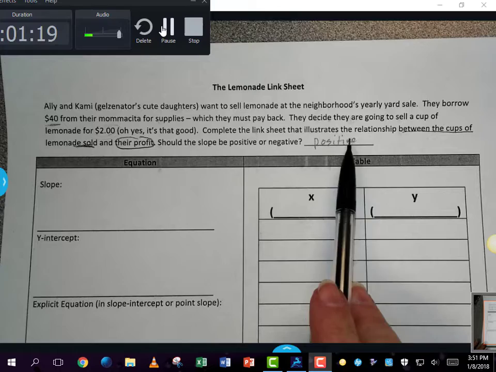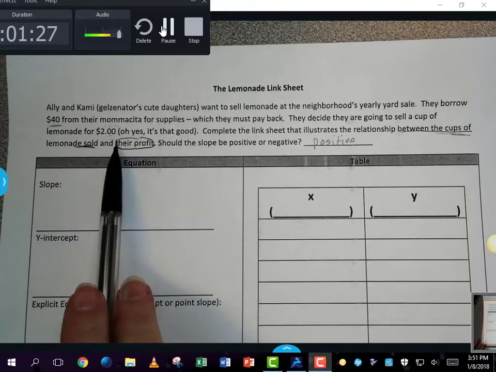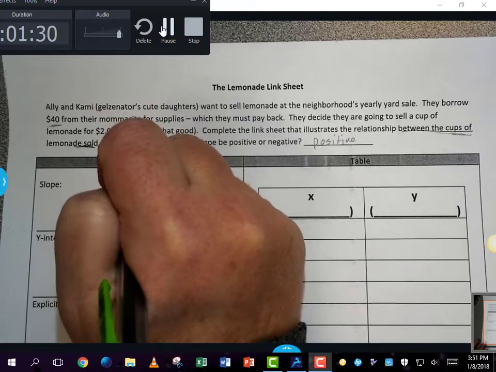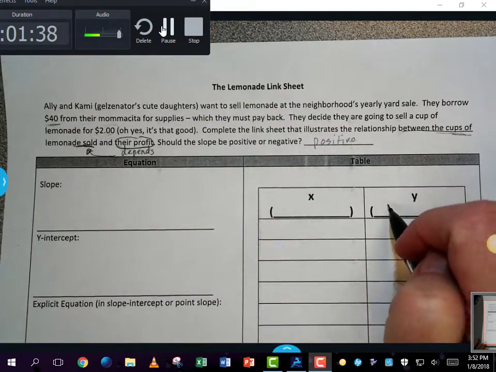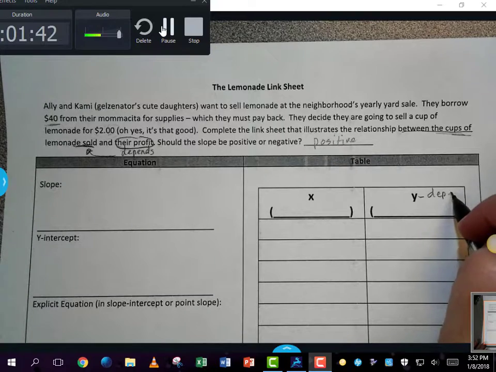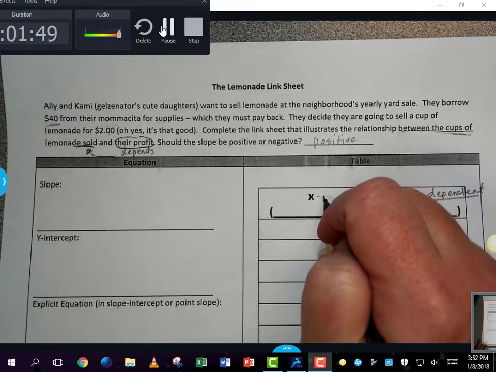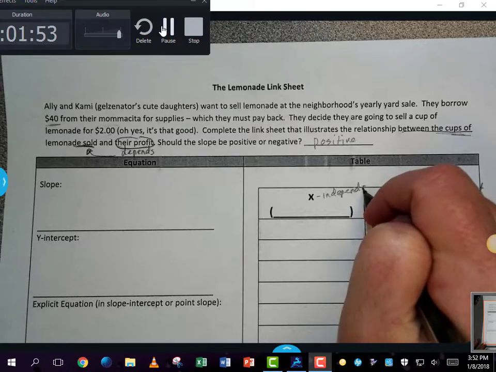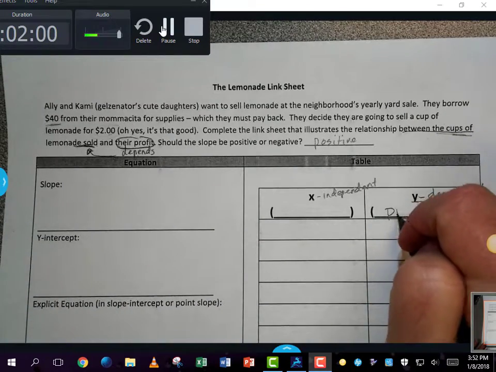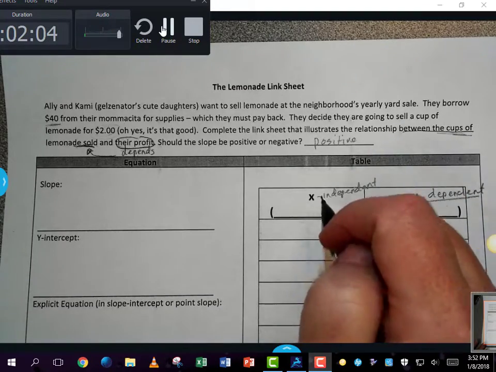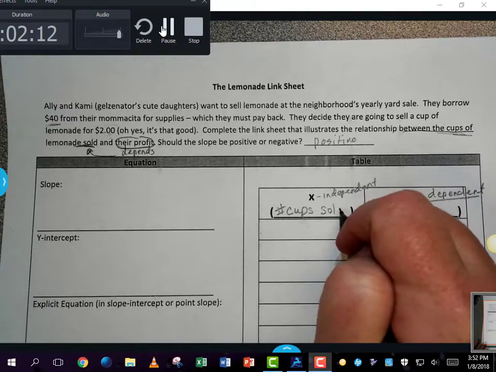Okay? It says complete the link sheet that illustrates the relationship between the cups of lemonade sold and their profit. Since their profit depends on how many cups are sold, their profit is the dependent variable. The y is always the dependent and x is always the independent. And the number of cups sold is their independent variable.